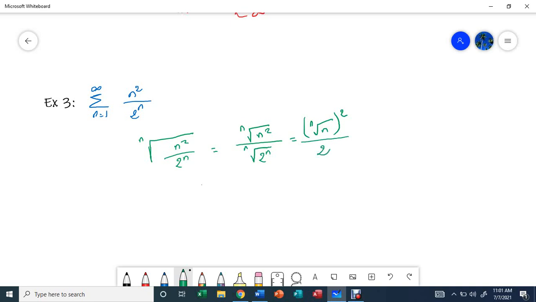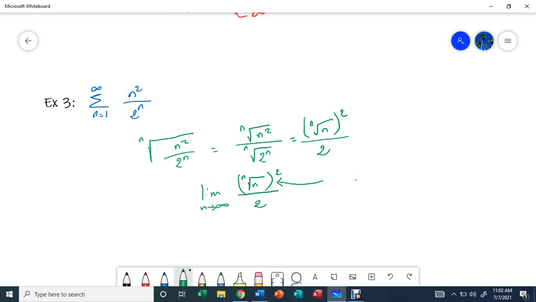Now let's find out the limit of that as n goes to infinity. So the nth root of n, squared, over 2. So here is the trick. As n goes to infinity, the function n to the 1 over n gets close to 1. So y equals 1 is a horizontal asymptote of that function.